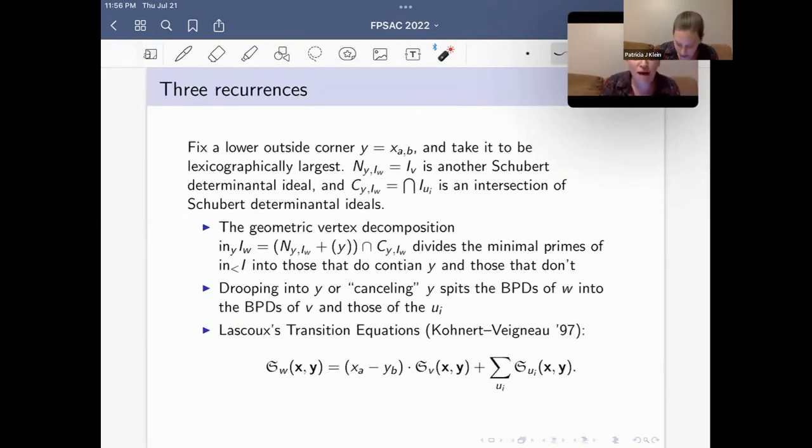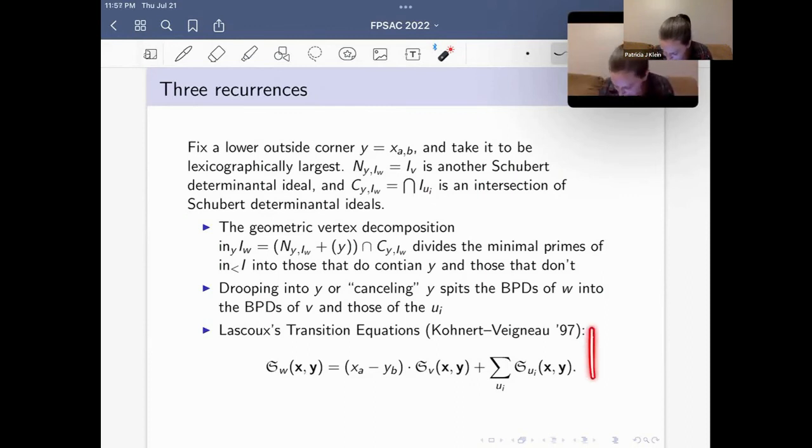One of them is splitting up the primes into primes of a shorter permutation and primes of permutations of the same length, but where the boxes move northwest. Splitting our bumpless pipe dreams into places where that lower outside corner is a box or places where it's not.